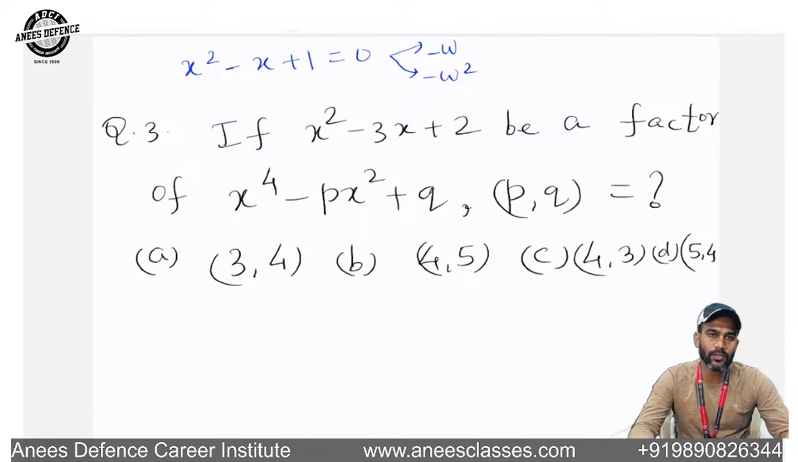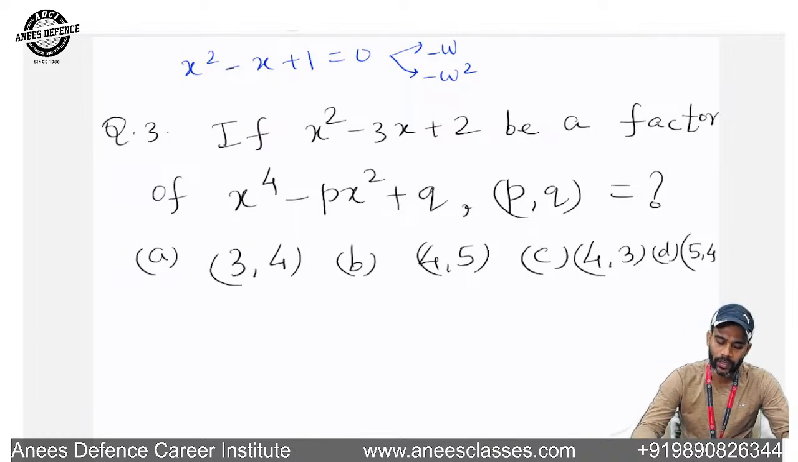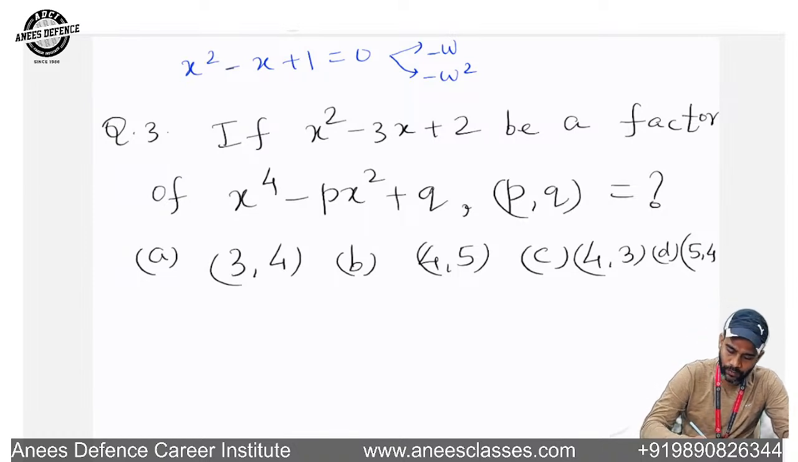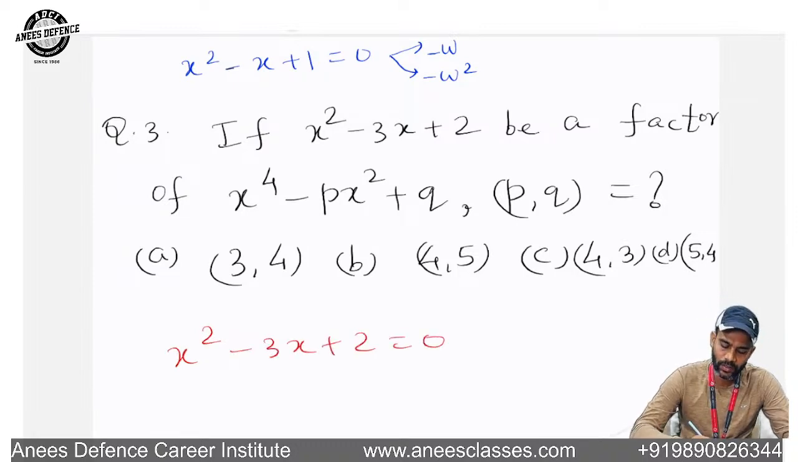Or in other words, x square minus 3x plus 2, if we make it an equation, whatever roots we are getting, that should satisfy the next equation that is given, x raised to 4 minus px square plus q. Yes or no? Yes. Okay. So let us find out the roots of the first expression after making it an equation. So very easy. x square minus 3x plus 2 is equal to 0. Let us find out the roots.